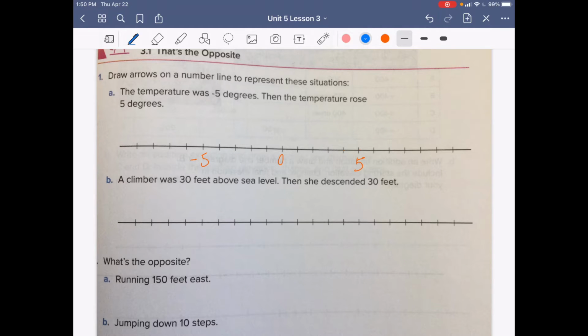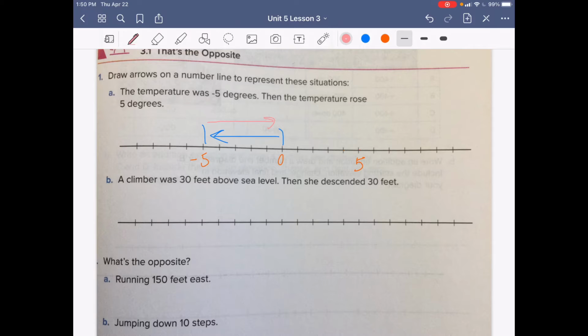So we started at -5 degrees, and I'm going to draw my arrow. And then the temperature rose 5 degrees, so it became warmer. So it went up 5 degrees. So we should have a diagram that looks like this.